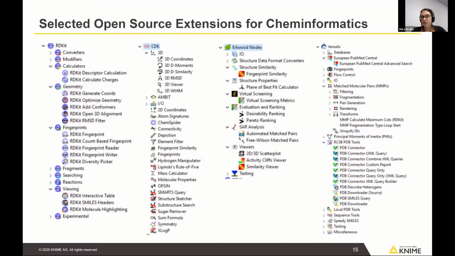Of course, we're going to focus on Cheminformatics today. So I want to point out some open source extensions for that. You already saw some of them that we're going to use today. So of course, we're going to use the RDKit. But we also have the CDK extension and the Erlwood nodes. They're also free, and these are maintained by Eli Lilly. And today we're also going to use some Vernalis nodes.